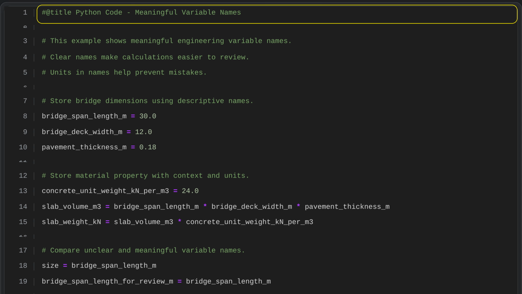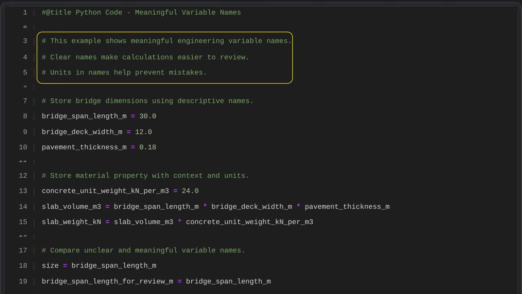Python code. Meaningful variable names. Use meaningful engineering variable names to make calculations easier to review. Including units in the names also helps prevent mistakes.